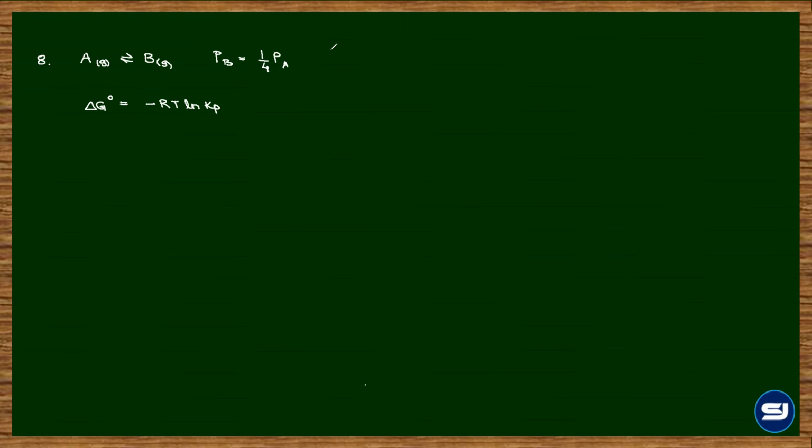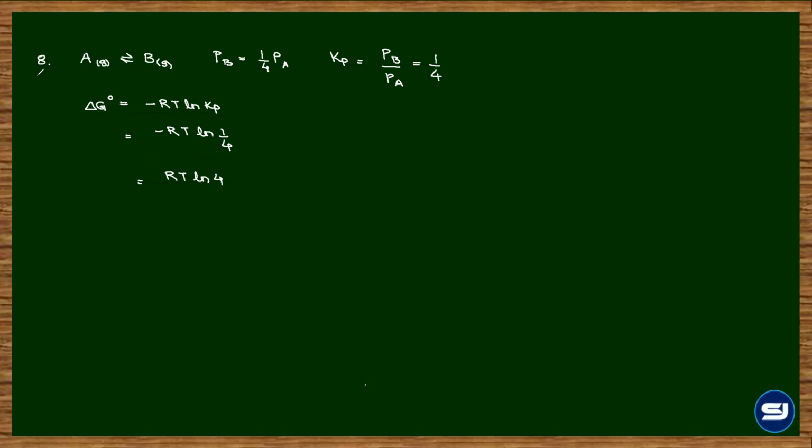Now for equilibrium, the equilibrium constant for this is found as partial pressure of B upon partial pressure of A, and that is already given as 1/4. So simply put the value, it will be minus RT ln of 1/4, and if we take the minus inside, it will be plus RT ln of 4.